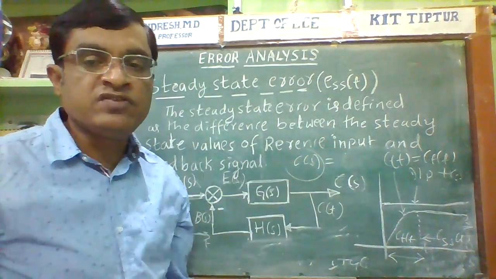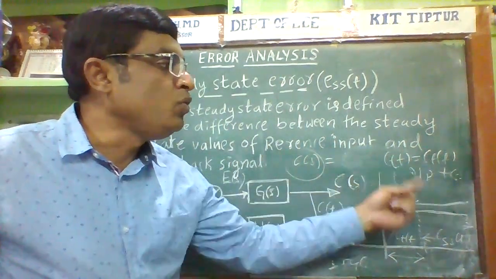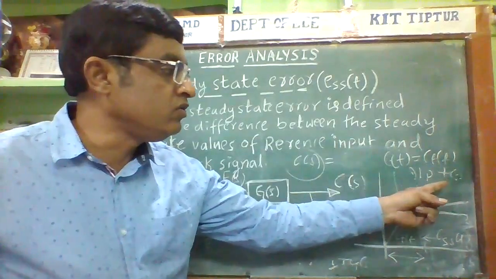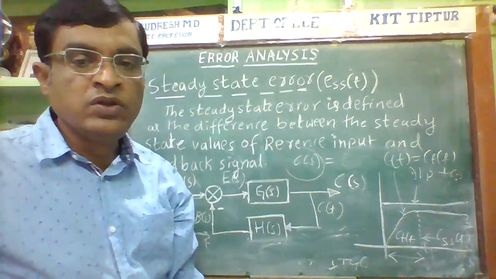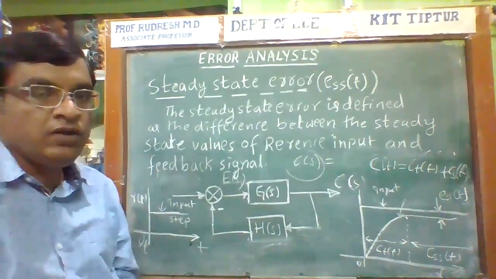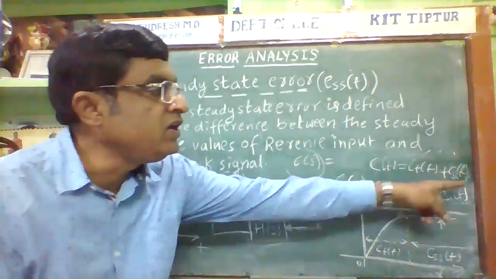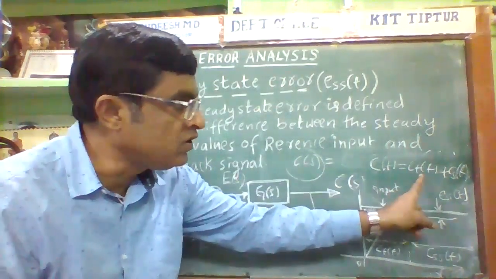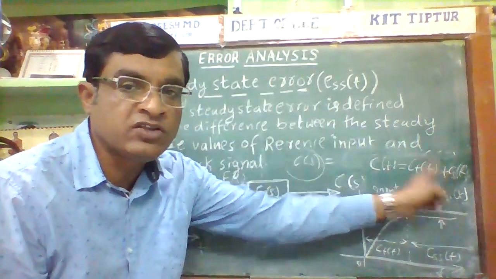The time response of a system consists of two parts: the transient response and also the steady state response. So this C of T consists of two parts. The first one is the transient response and the second is the steady state response.